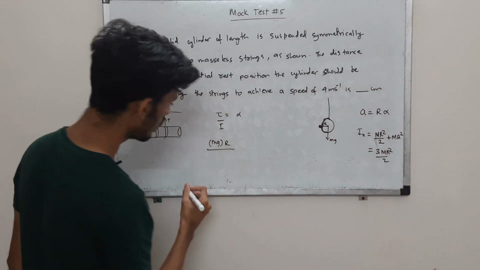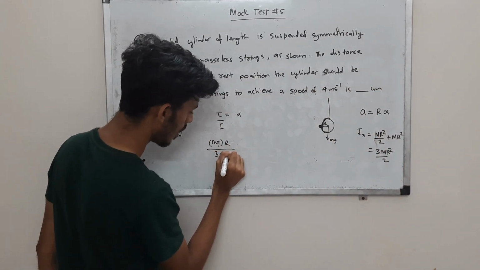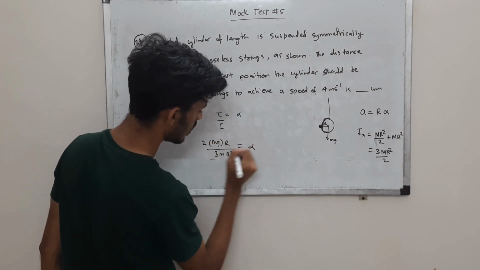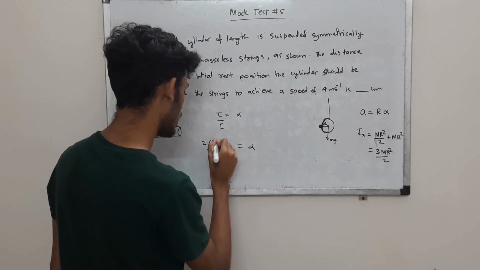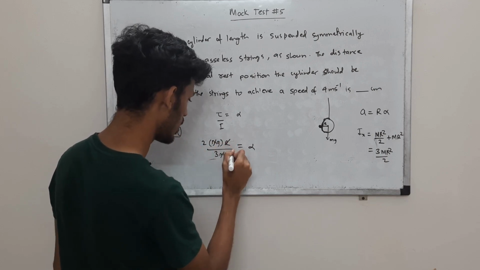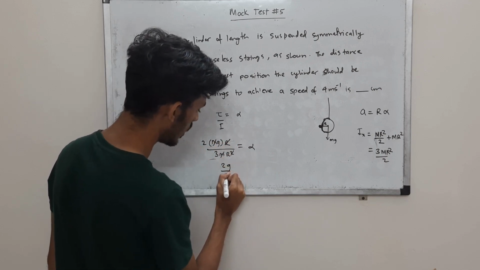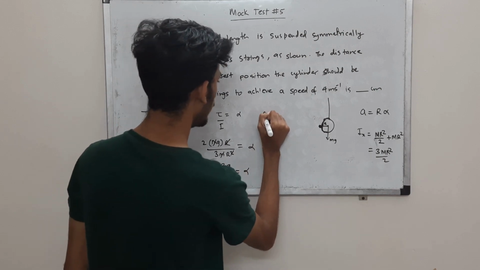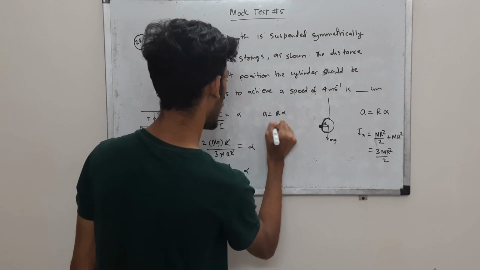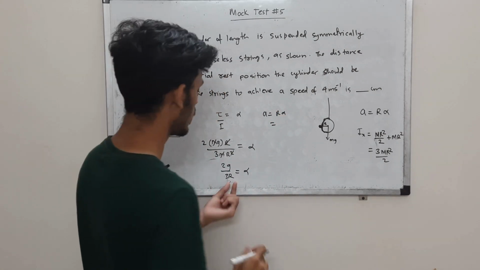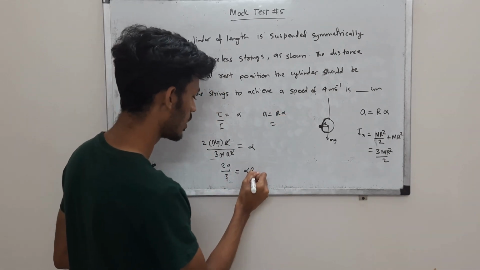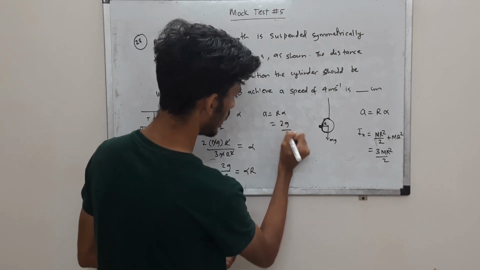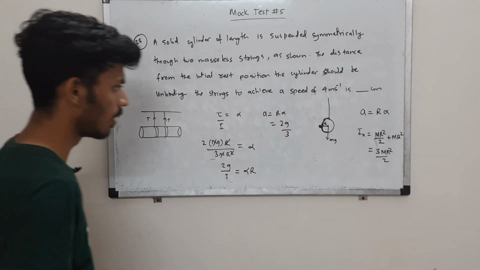So we can substitute that 3 mr square by 2. The 2 we can take on top. So this is alpha. We can cancel this and this. So we have 2g by 3r as alpha. And a will be r times alpha. So r and r will get cancelled, or basically you can take this to the other side. This is nothing but your a. So a is 2g by 3.